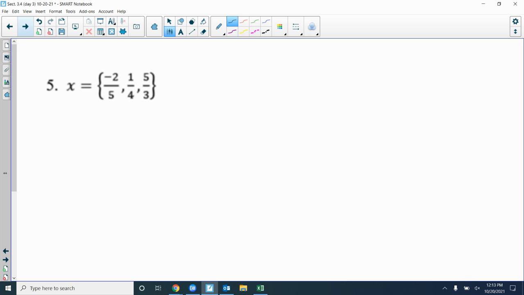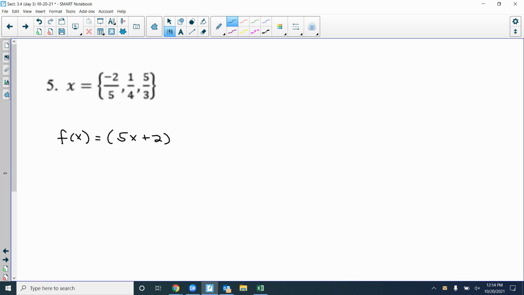All right, let's take a look at 5. Now, this one does have fractions. What about -2/5? If that's the root, what's the factor? What's that? I'm hearing it's 5x plus 2.